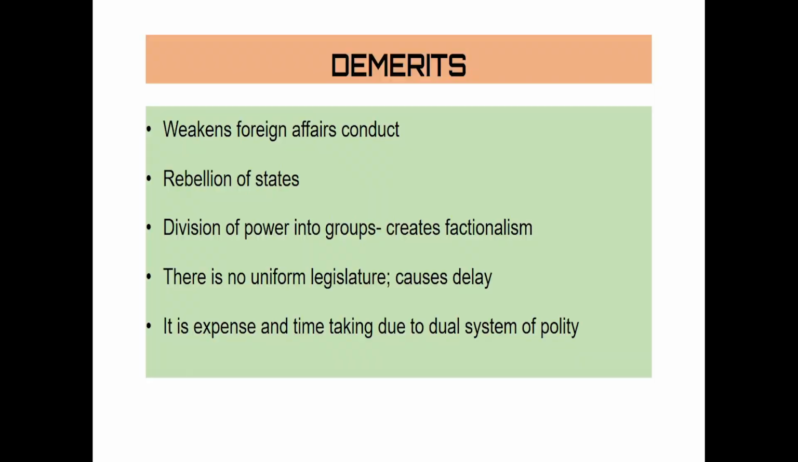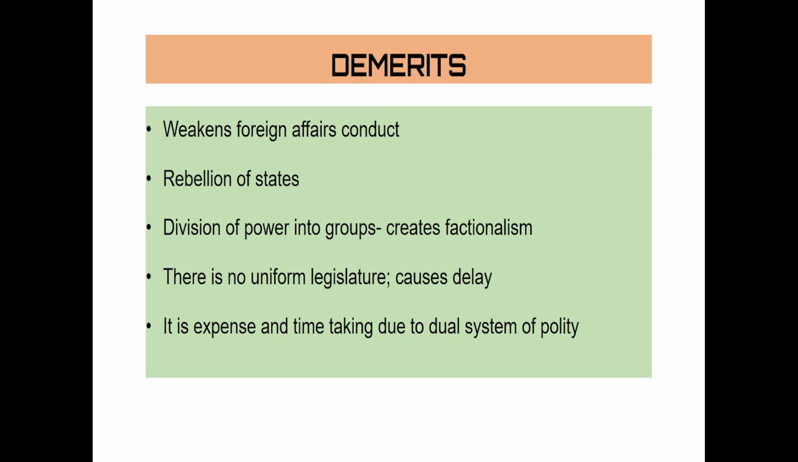power to the grassroots level institutions, and it also helps in the formation of local self-governments, which further implement good administration. Now, there are certain demerits of the federal structure. Let us understand what those demerits are. First, it weakens the conduct of foreign affairs, it might give rise to rebellion of the states, and also the division of power into groups.